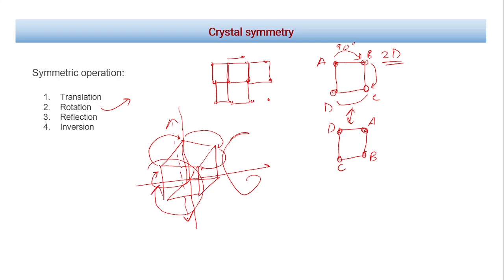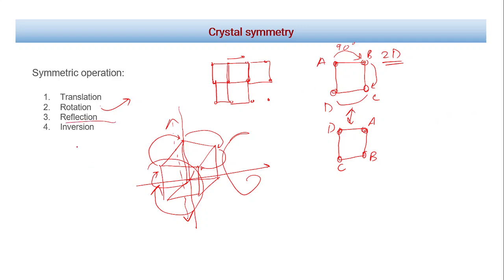So we have some 4-fold axes, 2-fold axes, that may be discussed in detail later if required. But I'm just introducing you to these symmetry operations. So just try to understand what it means and how we get things. So this was rotation. Now reflection.